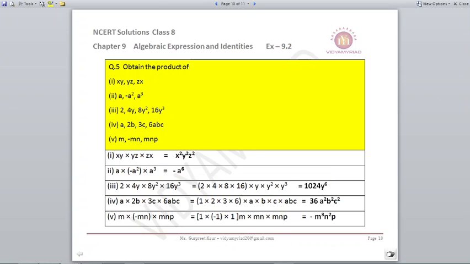Last part, m into minus mn into mnp. So minus 1 is there, 1 minus is there, so the answer will come in minus. There are 3 m's, so m raised to power 1 plus 1 plus 1, m raised to power 3. There are 2 n's, n raised to power 2 and p. So the answer is minus m cube n square p.